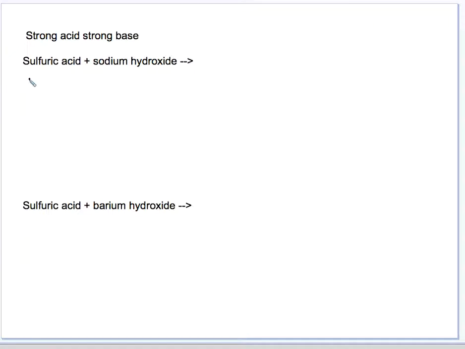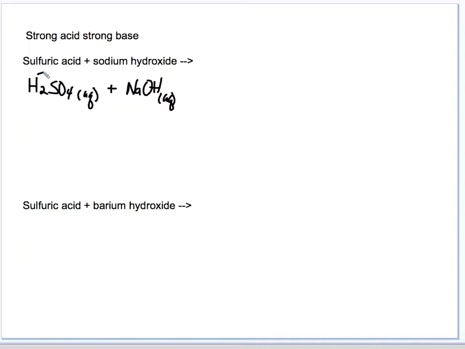Sulfuric acid. The formula for that is H2SO4, and we're assuming that it's aqueous unless it says otherwise. Plus, let's say you mix that with a solution of sodium hydroxide. Now, you should know, I gave you a handout that tells you the strong acids and the strong bases that you need to memorize. Sulfuric acid is one of those acids that are strong.